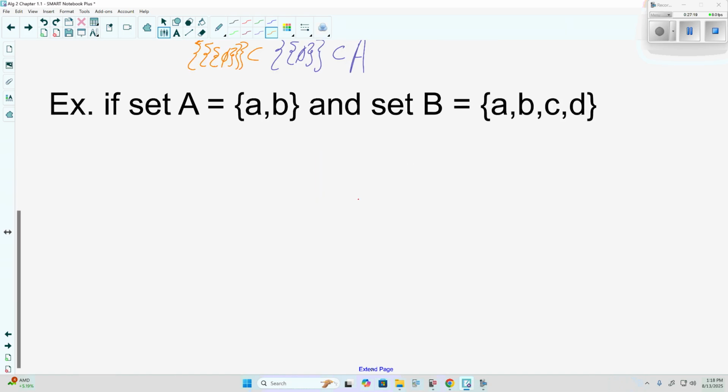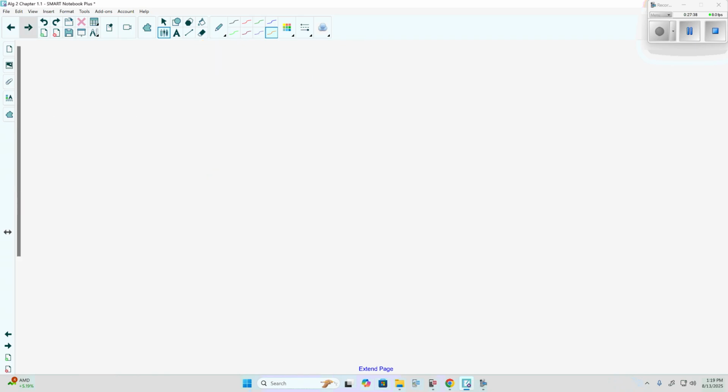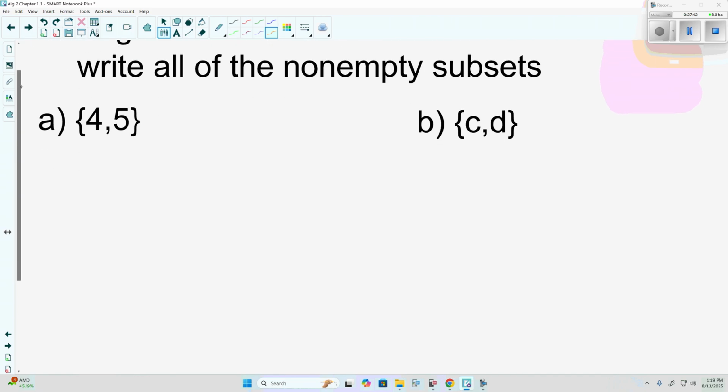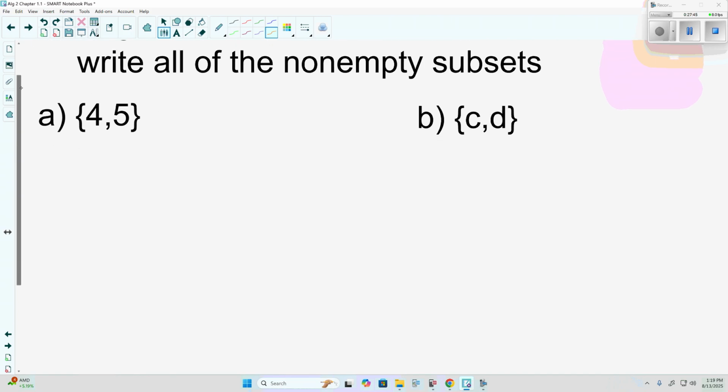And even looking at this here, can we say that A is a subset of B? Yes, that's true. Is B a subset of A? No. So we kind of see how subsets work, yes? All right, let's actually list subsets. Writing subsets in set notation, write all the non-empty subsets, because we could be here all day trying to list all the empty sets.